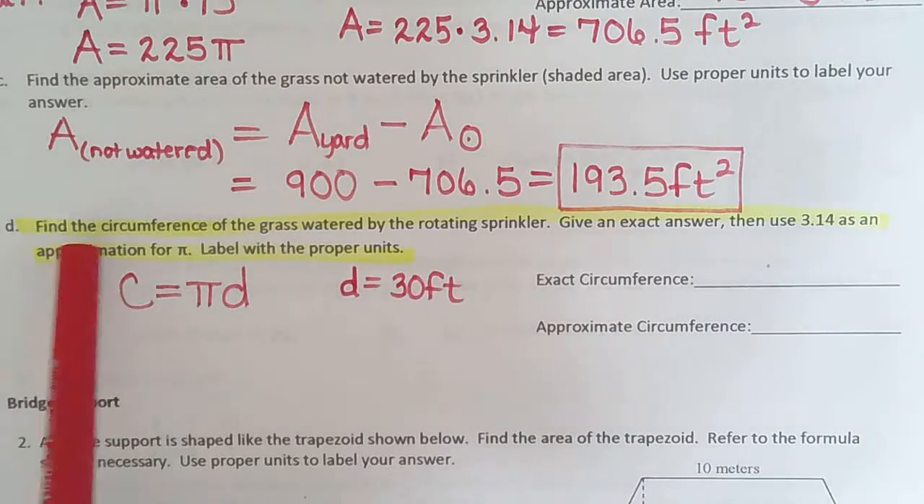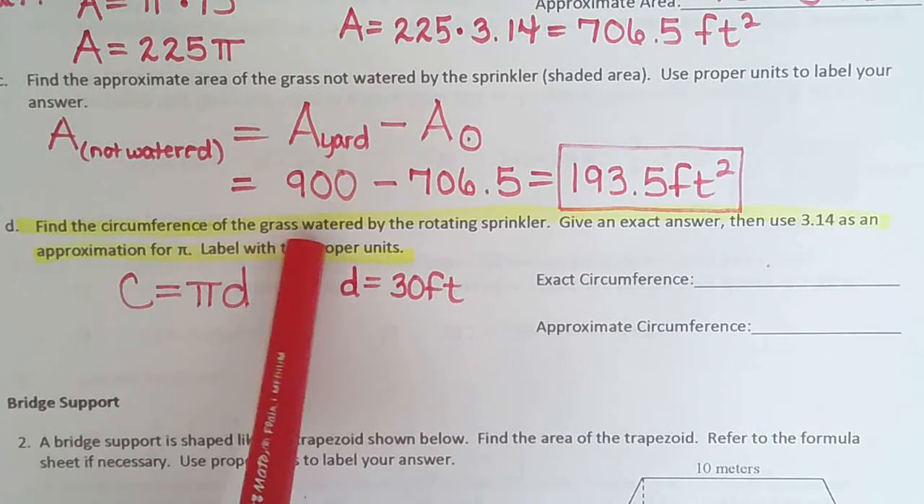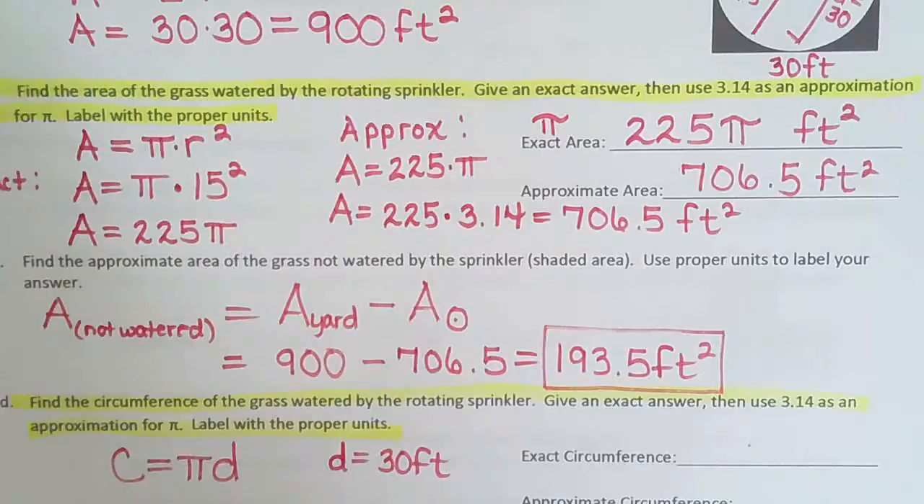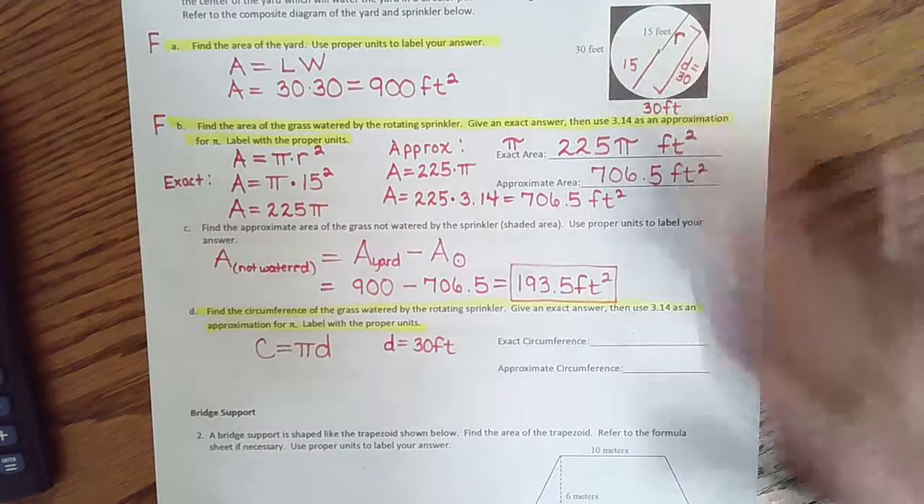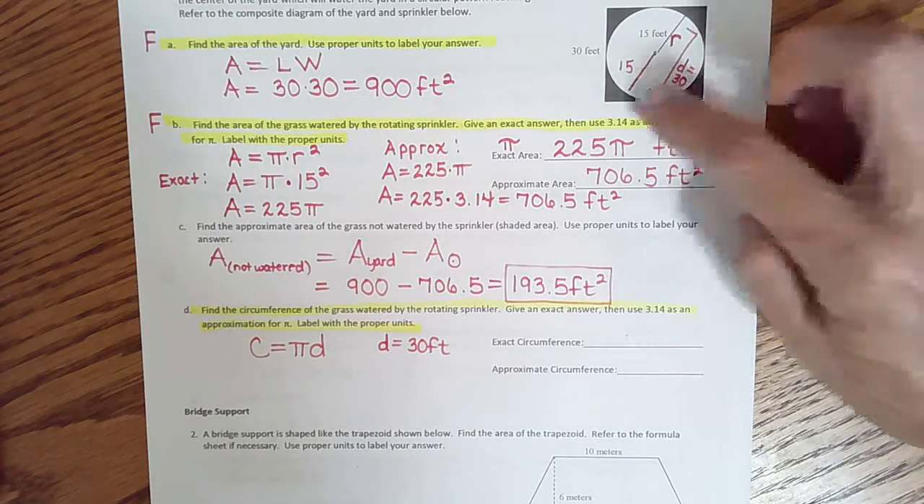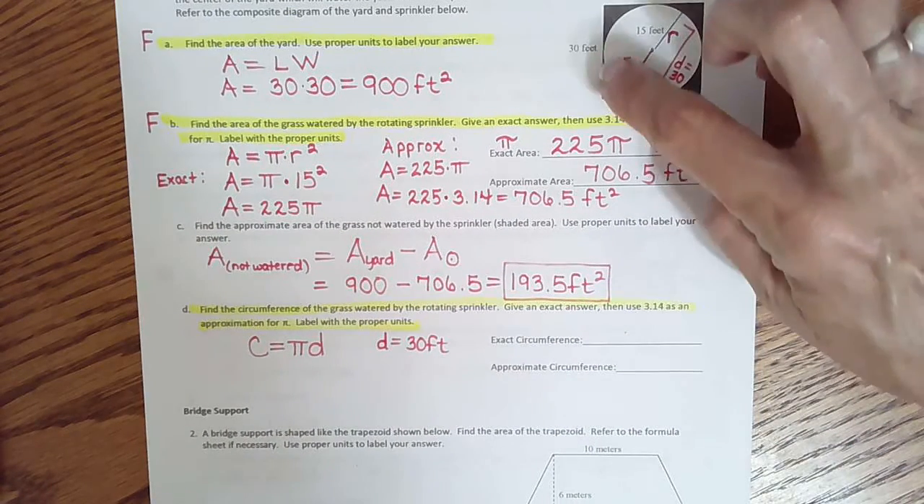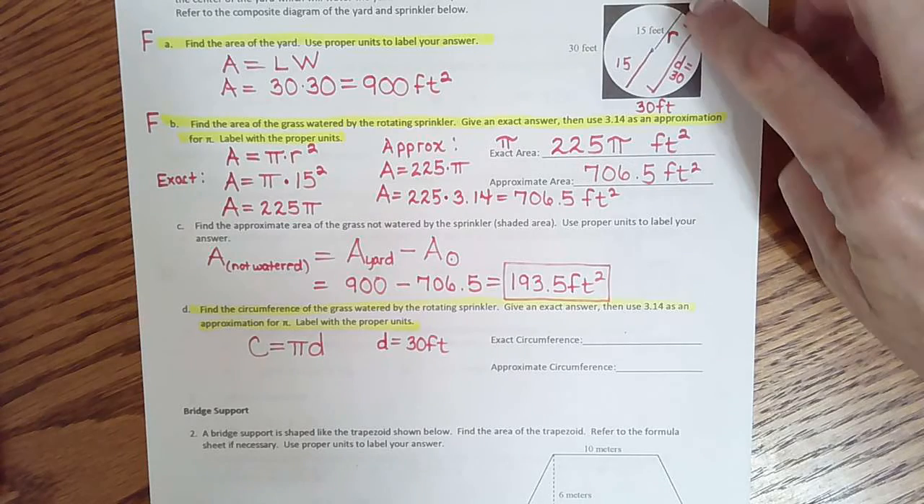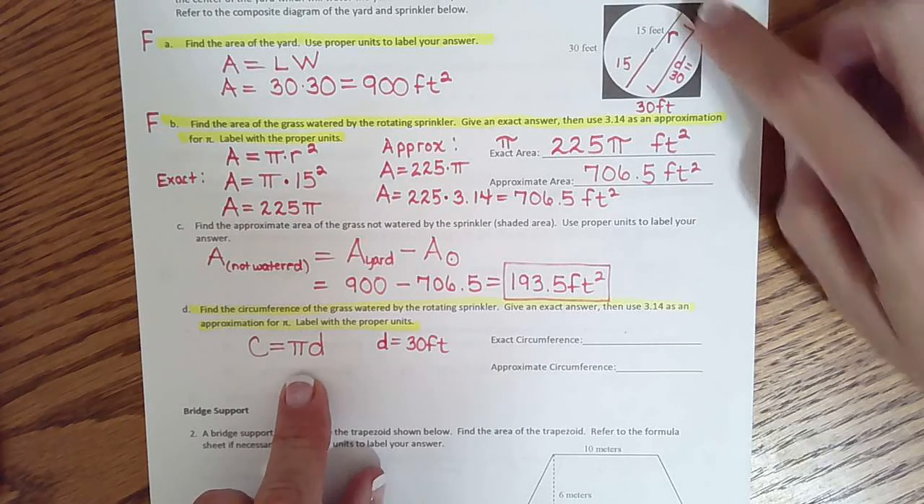Okay, so we were talking about the circumference of the grass watered. And I think I'm just going to make the picture little. I'm tired of going up and down, up and down. So here's the grass watered, this area, and they want the circumference. So they're really asking for the circumference of the circle.